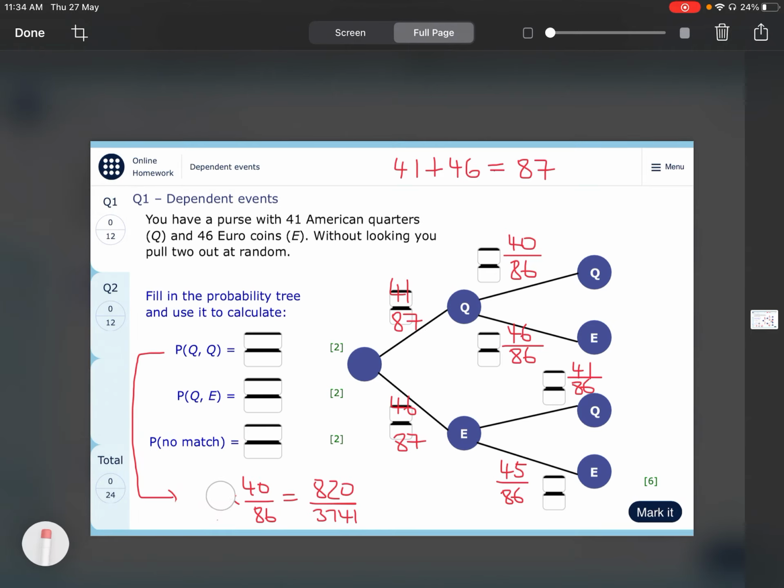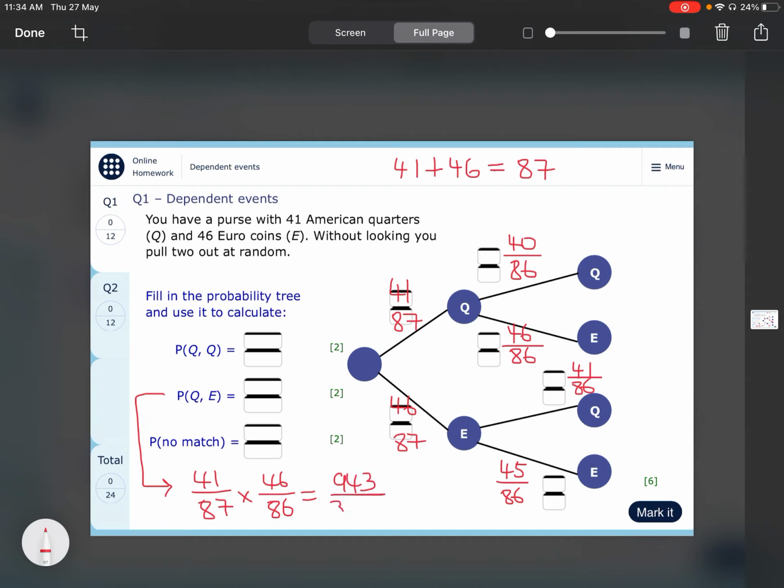So if I rub that out and look at the next one, the next one's going to be QE. So Q means choosing a quarter first, which is 41 out of 87, and E, then a euro, which is going to be 46 out of 86. So if again I multiply that, the denominators stay the same, but the numerators will change from the previous calculation, and that's going to give me 943 over 3,741.